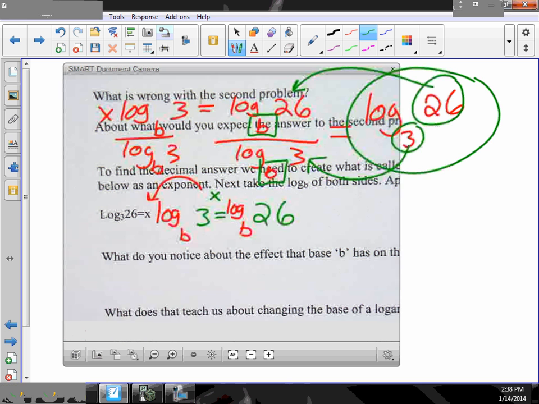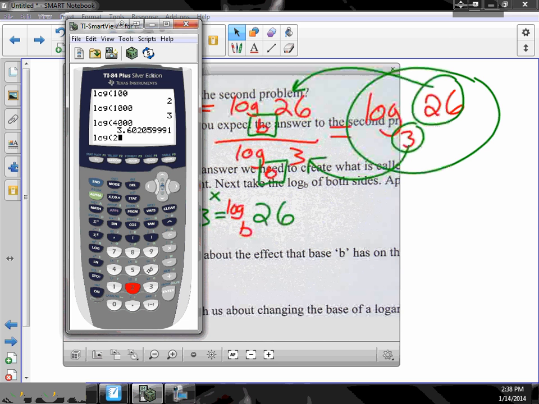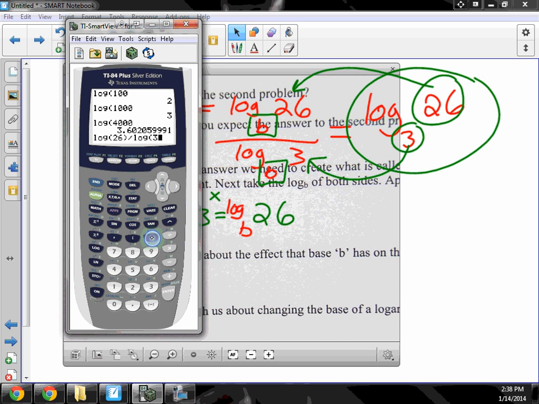So I could use base 10, which is on the calculator, or I could use base e. So if I did the log of 26, close the parentheses, divided by the log of 3, is that what I expected? Yes, I was expecting 2.9.